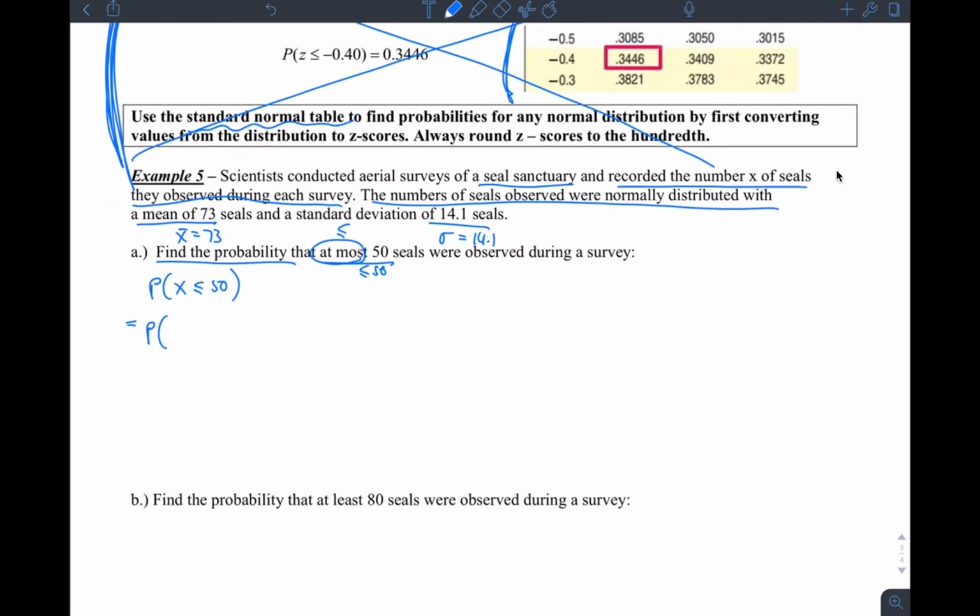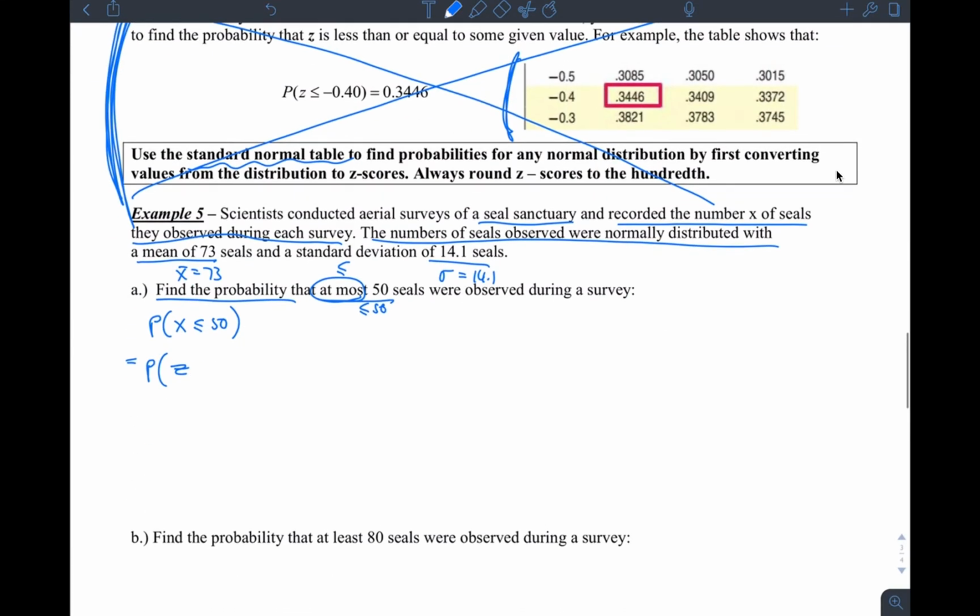So we're going to say what's the probability that Z, my Z score, so I'm going to standardize, is less than or equal to, and then I'm going to use my standardized formula, my Z-score formula, which is, we know it's this, Z equals X minus X bar over sigma. So what we're going to do is fill that formula in, and we're going to say X is 50, this is my X value, and we're saying minus the mean, which is 73, over sigma, which is 14.1.